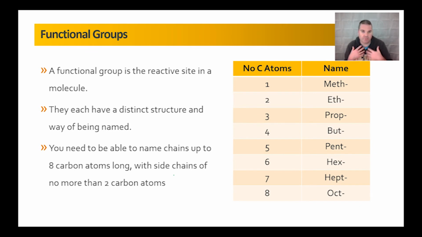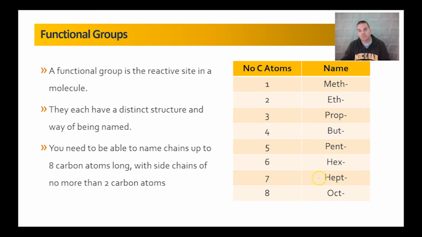So each functional group has a distinct structure and way of being named, and I'll go through those on the next slide. But what you need to know, and this comes back to the basics of naming for organic chemistry, is how to name chains up to 8 carbon atoms long. These are what we call the prefixes we use.